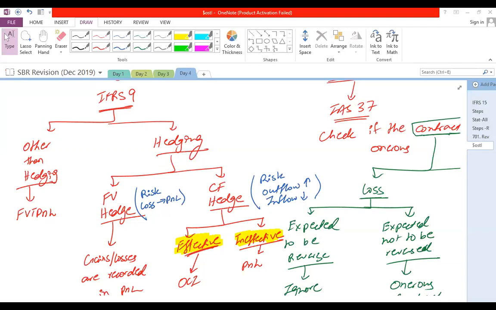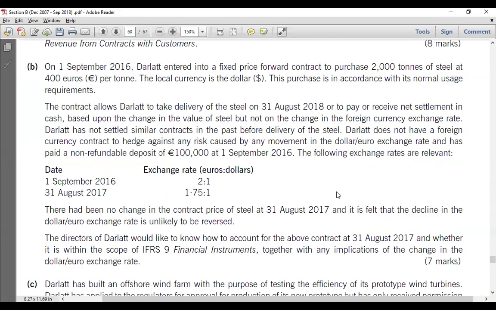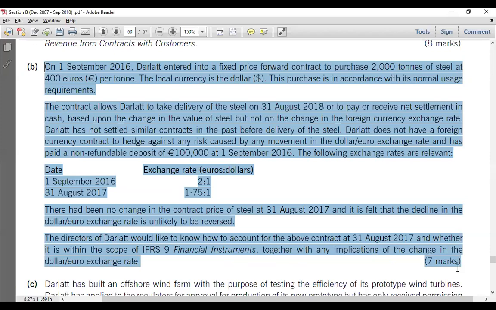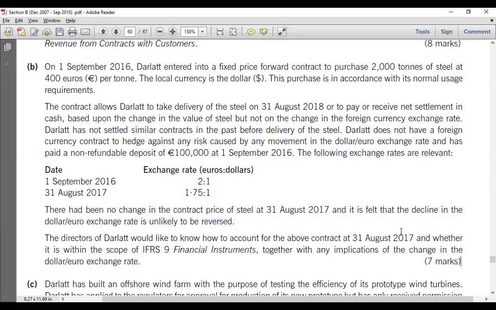Okay, now let's go towards the past paper questions of IFRS 9. IFRS 9 has not been examined for quite some time, so that's an important part. This is the first question that we are going to solve, by the name of Darlet. This is an interesting one and a difficult one as well.